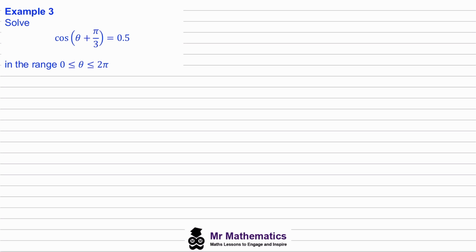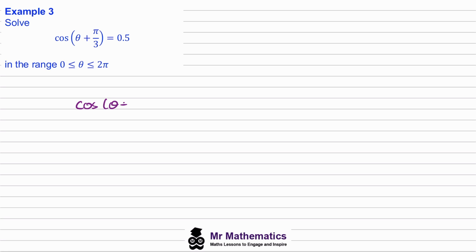Okay, so in our final question, we need to solve the cosine of theta plus pi over 3 equals 0.5 within the range 0 to 2 pi. So again, do you want to give this question a go? You can pause the video and come back when you're ready. Okay, so I'll come back if you had a go.